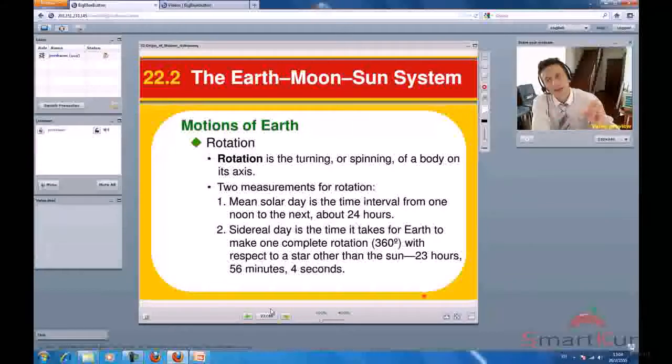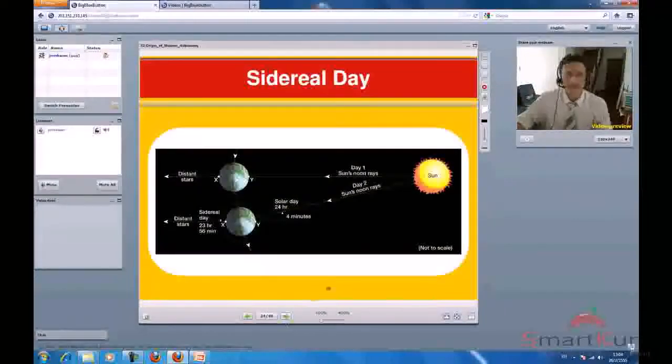And that's the time it takes for the Earth to make a 360-degree rotation. And that's with respect to a star other than the sun. And that's only 23 hours, 56 minutes, and 4 seconds. Now you might be saying, wait a minute, why are they different? Why is it that 360 degrees with respect to the sun is different from 360 degrees with respect to another star? There's an illustration of that on the next slide.